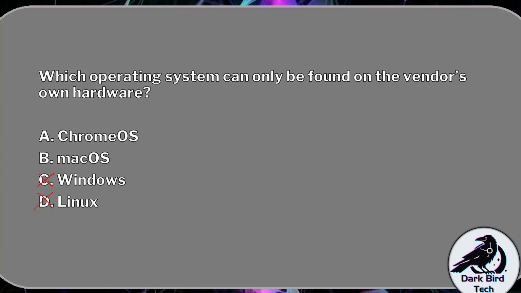So that leaves us with Mac OS and Chrome OS. Now, a lot of you are probably gravitating towards Apple with Mac OS, and you'd be right. But some of you might still be thinking, but isn't Chrome OS also a limited option? Well, the thing is, yes, Chrome OS is only found on a Chromebook, but Google partners with several manufacturers to produce Chromebooks. So you will find Chrome OS on several vendors' hardware. Whereas Mac OS, it's only ever on Apple's hardware. They're very, very pedantic about that.